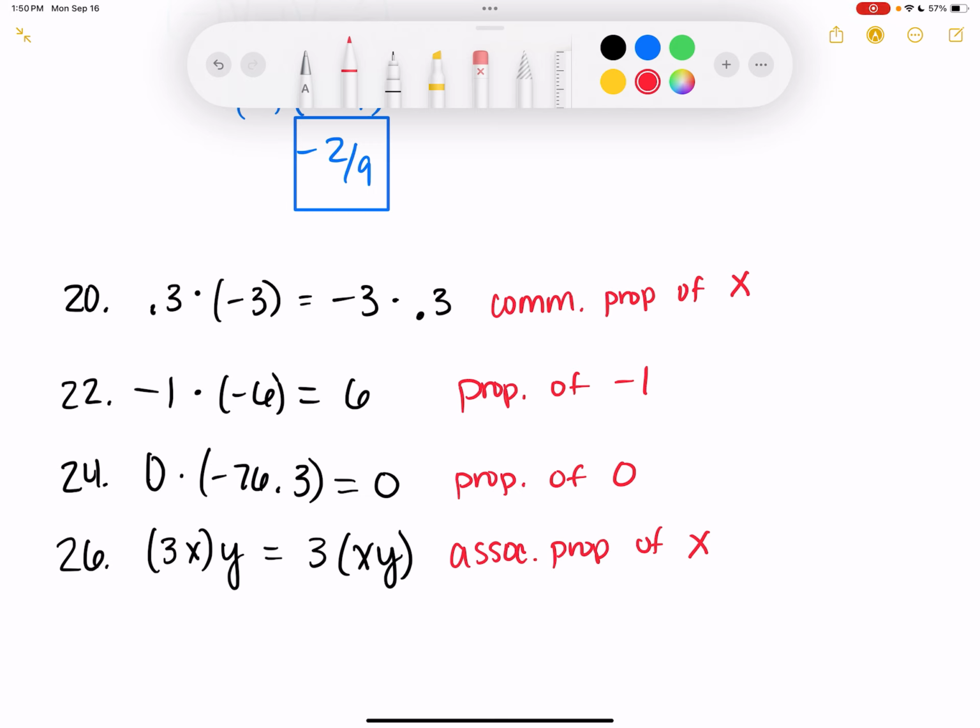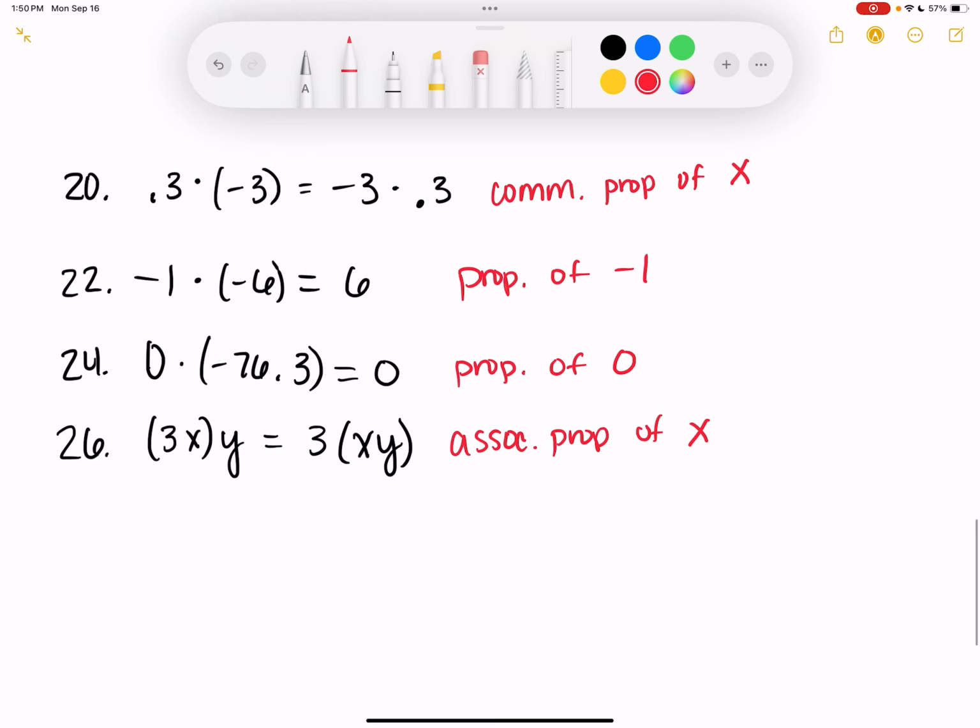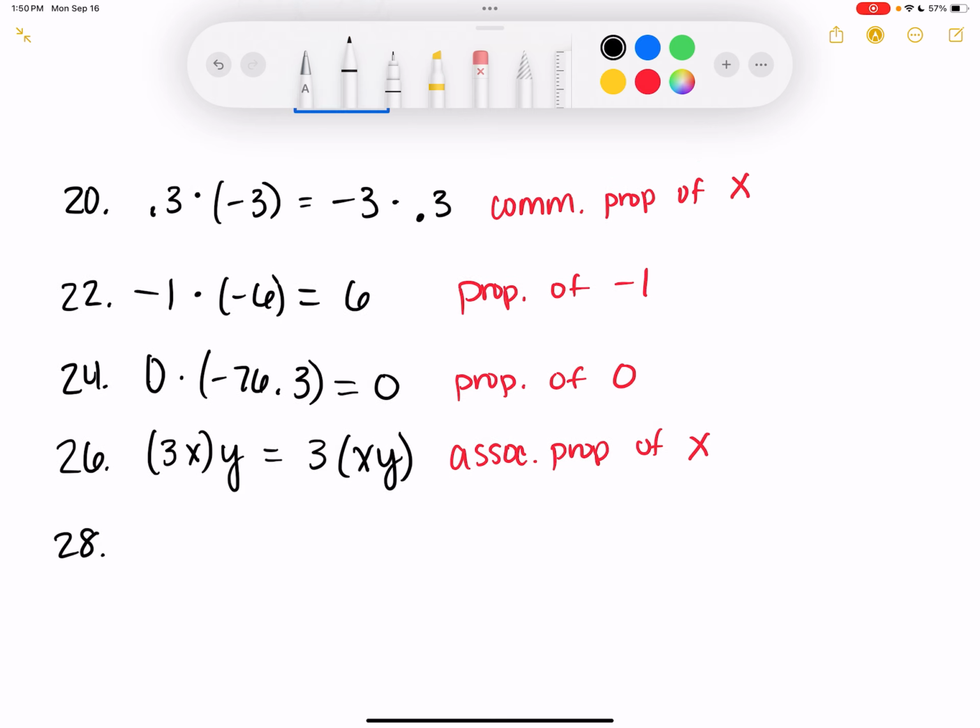Alright, the next one says find the product and justify your steps. I don't care about the justifying part for these ones. You just need to find the product. So with 28, we got y times -2 times -8. So what is that going to give me? You're going to get a positive 16, 16 times y. So multiply the numbers. -2 times -8 is 16, and then we have a y, and there's nothing further that I can do with that, so we just leave it as 16y.